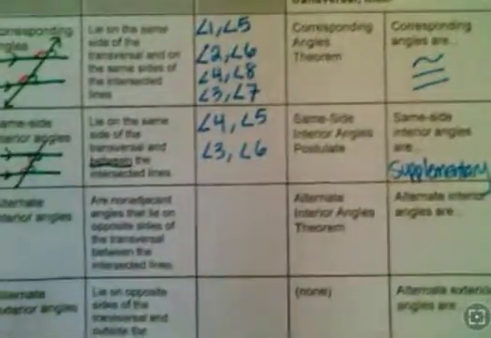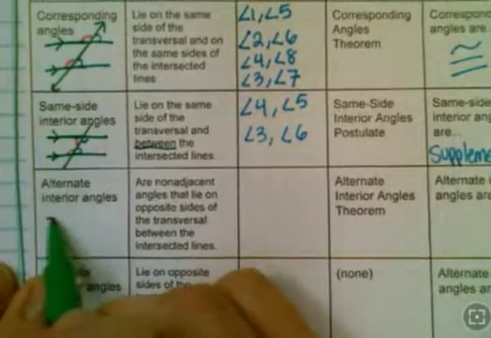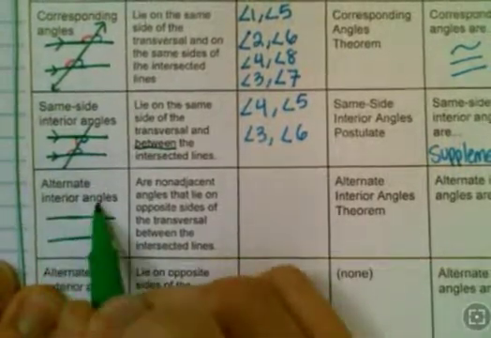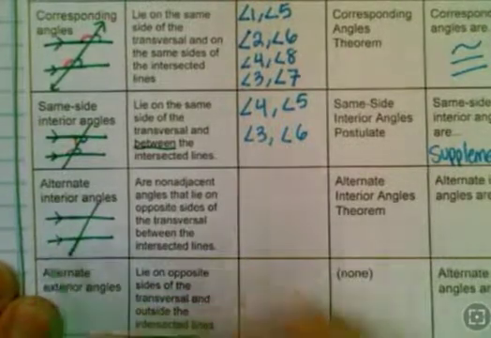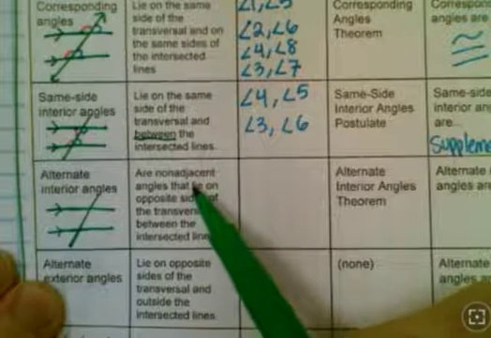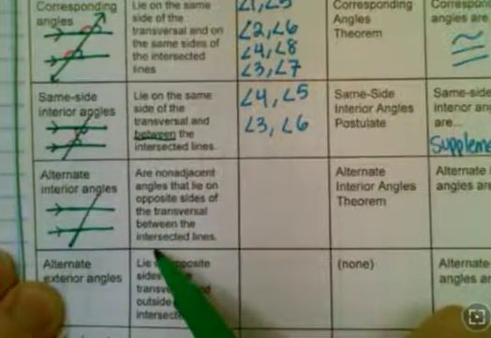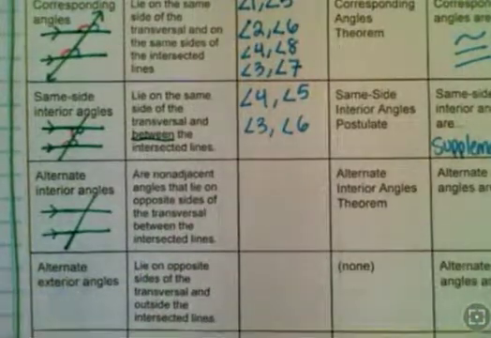All right, moving right along. Alternate interior angles. Draw our little guy again. This diagram is going to become your friend. You're going to get so used to it. Alternate interior angles are non-adjacent angles that lie on opposite sides of the transversal between the intersected lines. So let's see if we can figure that out.